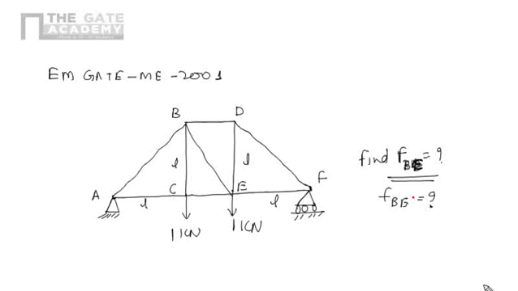So for this problem, we take a section where the number of unknowns is 3 or less than 3, means we should pass through 3 or less than 3 members. We are interested only in force BE, so we apply the method of sections. The cut should include member BE because it is our desired member. Now draw the free body diagram of the smaller part.